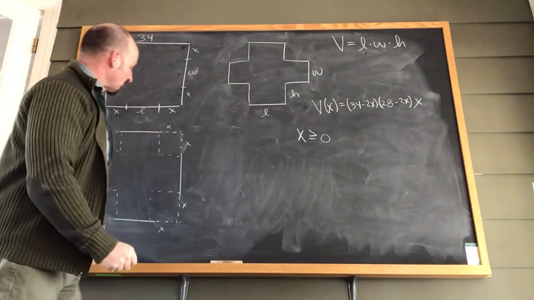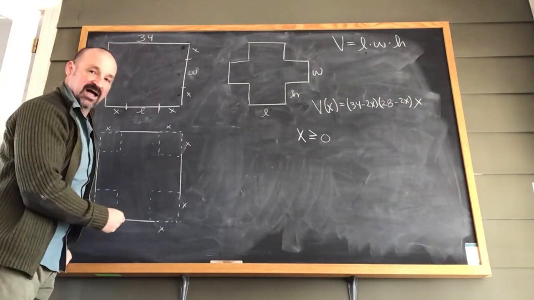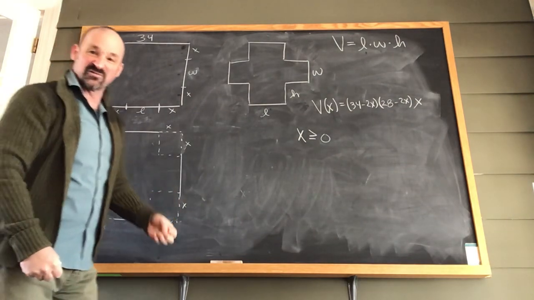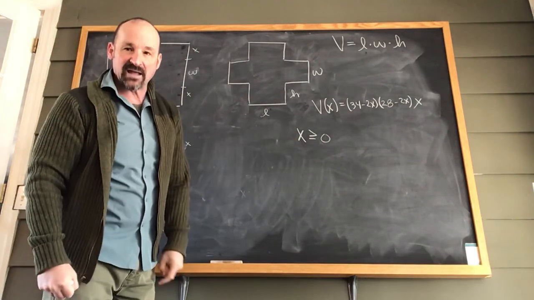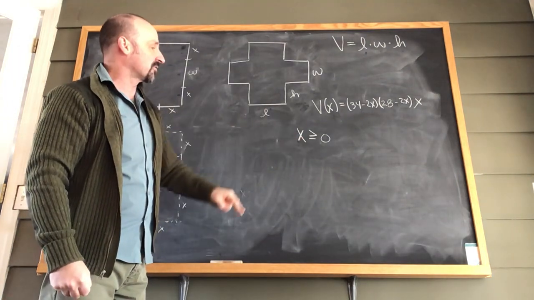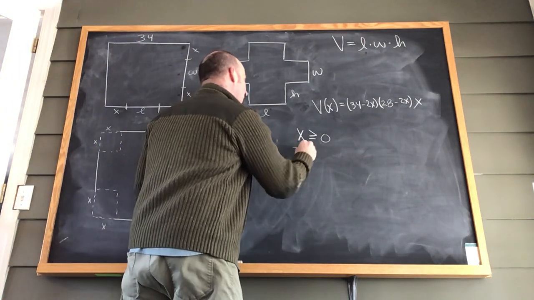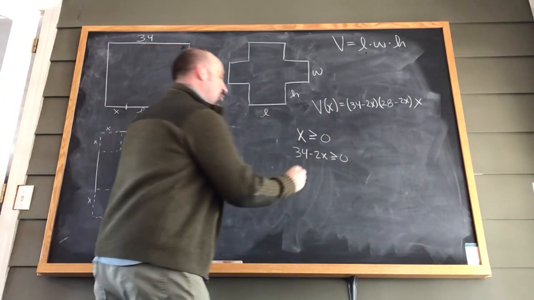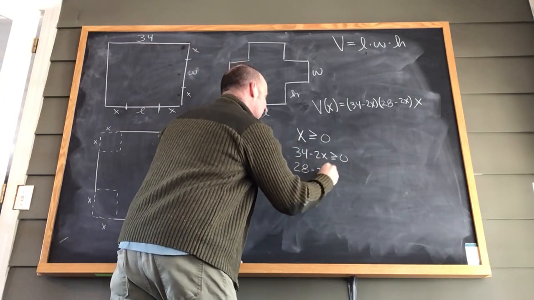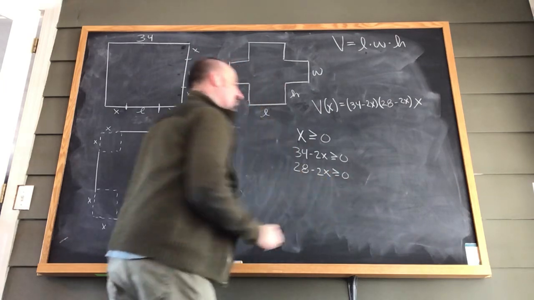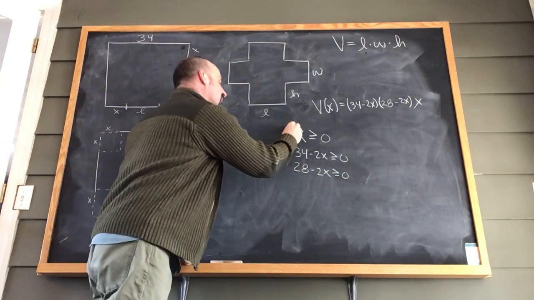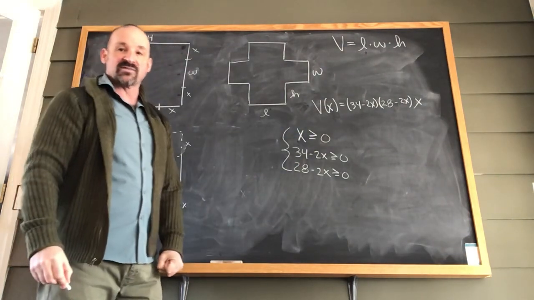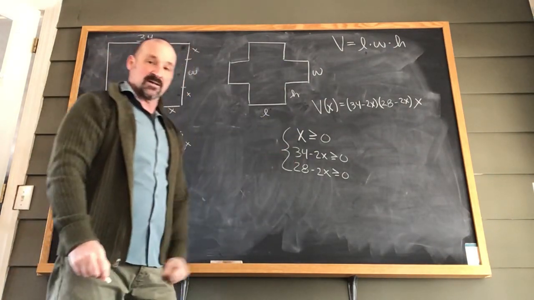If x were equal to 0, it means I just didn't cut anything out. And so my box would have a height of 0. It would have a volume of 0. But it can't be negative. So x has to be greater than or equal to 0, and 34 minus 2x has to be greater than or equal to 0, and 28 minus 2x has to be greater than or equal to 0. All three of these have to be satisfied.